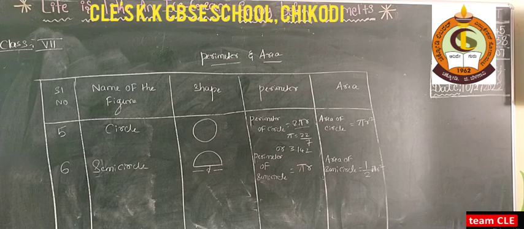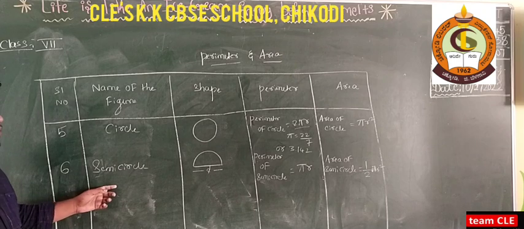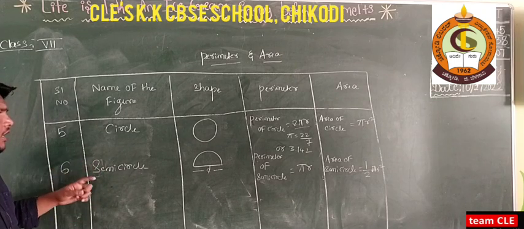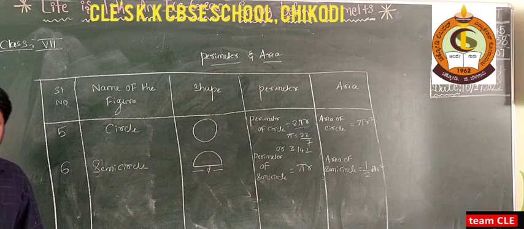So this is about the formulas, name of the figure, and shape. I hope you note down all the formulas of perimeter and area. Note down and send me the definition of perimeter, area, formula, and shape on my WhatsApp number. Please note this down.